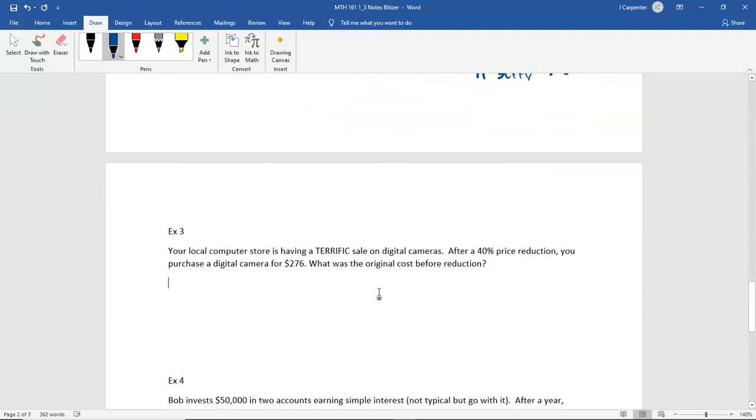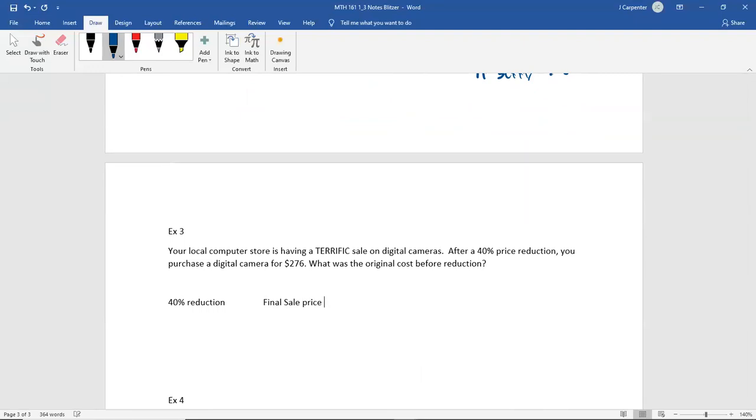So I have nothing typed up for this one. We have a 40% reduction and a final sale price of $276. That's our knowns and unknowns for now. So we have our 40% reduction, final sale price of $276. And then what was the original cost before reduction? Well, that's our goal. Our original cost, we know nothing about it for now, so we call it X.